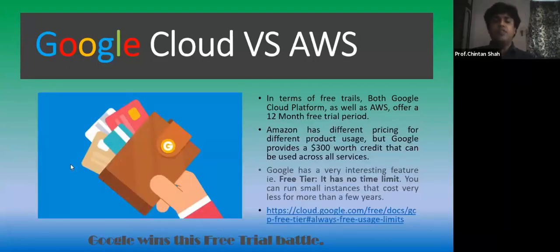So in terms of free trial, both Google Cloud Platform and AWS give you 12 months of free trial period. It means for 12 months, you can use their services for free. Okay, but there is one advantage which Google has. Amazon has different pricing for different product usage, but Google also gives you $300 worth credit.